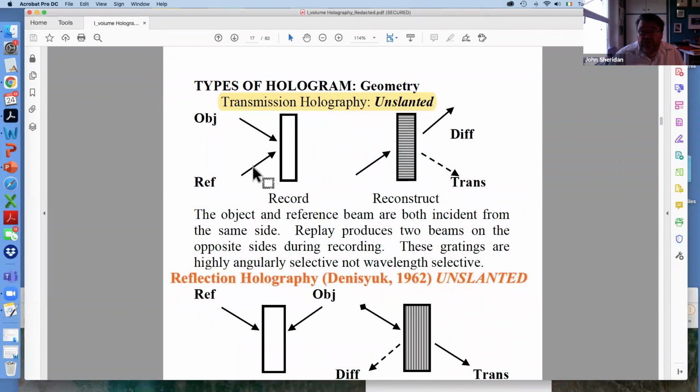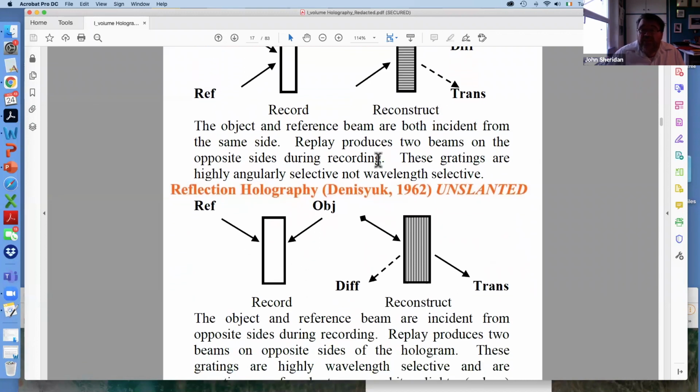Here I record, we've got two beams on the same side, and here I reconstruct, and I get a transmitted beam and a diffracted beam. This is wrong, excuse me. This is the transmitted beam, and this is the diffracted beam. Okay, so this is the transmitted beam, and this down here is the diffracted beam. The object and reference beam are both incident from the same side.